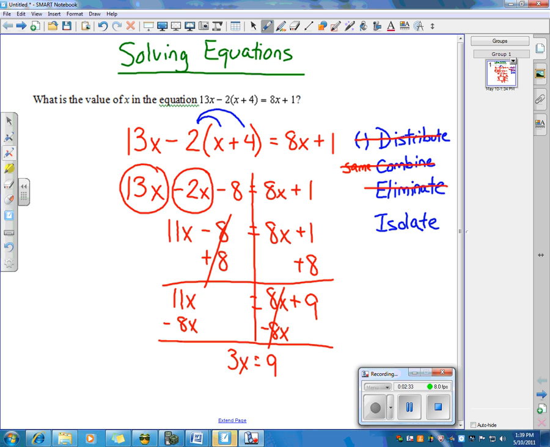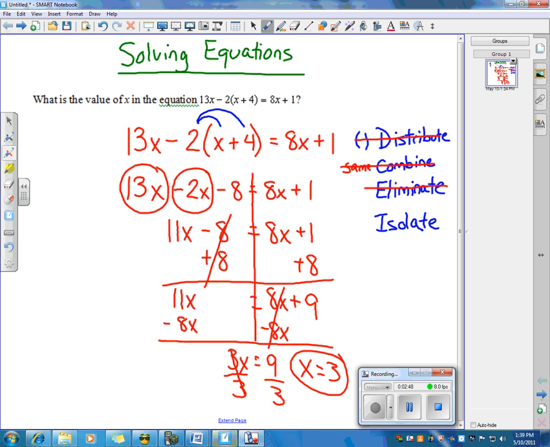I'm finished with eliminating. Now I just got to isolate. In this case, I'll divide both sides by 3. Cross that out. And then x is 3. That's going to be our answer.